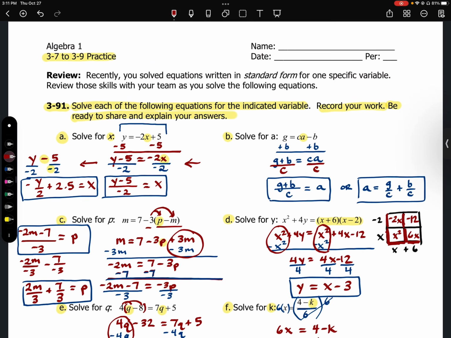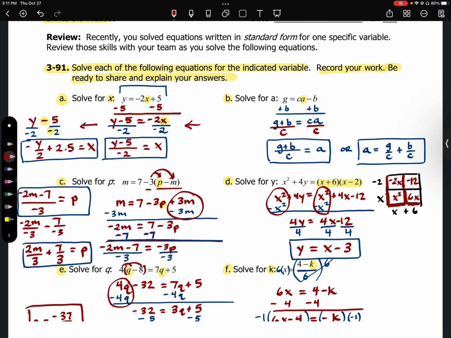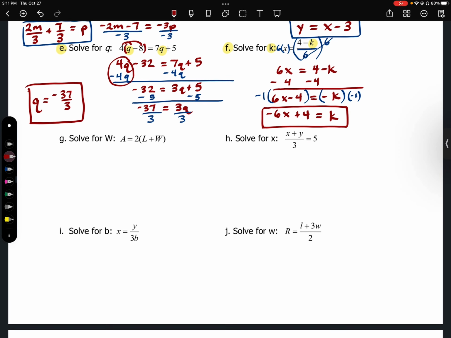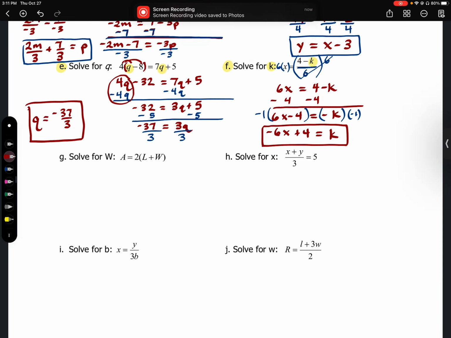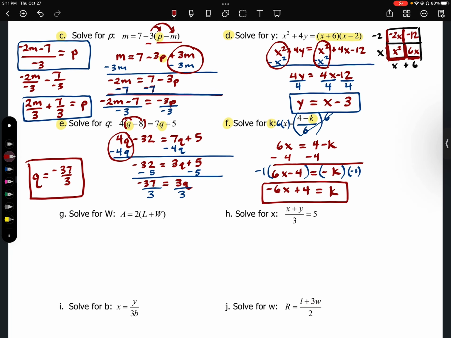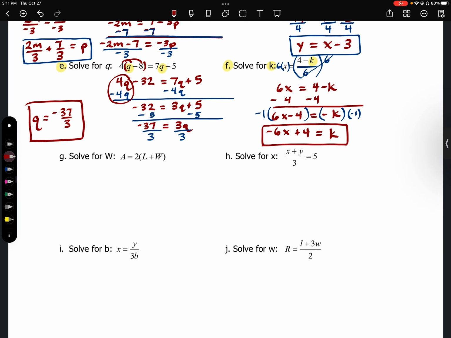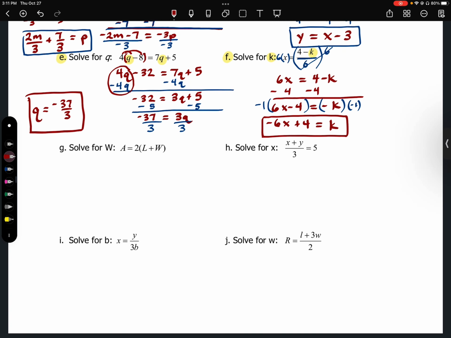Hi, welcome back to the video for the 3-7 to 3-9 practice worksheet. We're just working through some problems to make sure anybody who's stuck at home or sick has the opportunity to catch up. Let's look at G under problem 3-91. It asks us to solve for W.